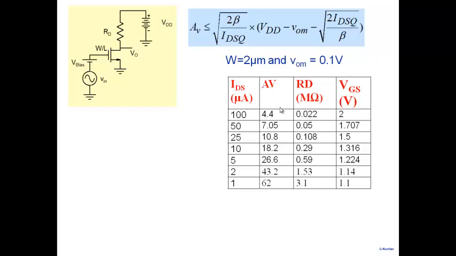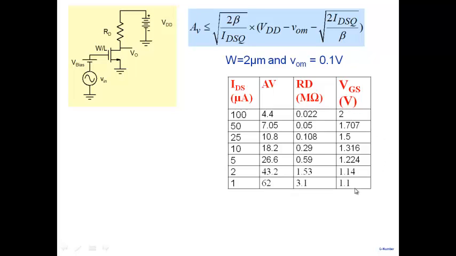With reduction in current, the gain is increasing, and now note what has happened. VGS has become 1.1. And what does 1.1 tell you? Threshold voltage is 1 volt. It has come very close to threshold voltage here. Now, this may give you an impression that the gain will keep on increasing if I keep on reducing IDS? And the answer is no. In fact, the gain is going to saturate very close to this particular value.